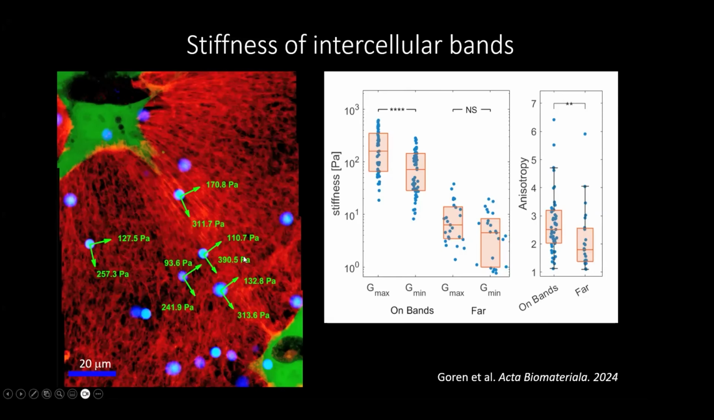So you can see some of the values of the stiffness. This area is much stiffer, an order of magnitude stiffer than the background matrix, and both axes actually get stiffer. But the axis along between the cells is becoming much more stiff, and we quantify all of that, shown here.